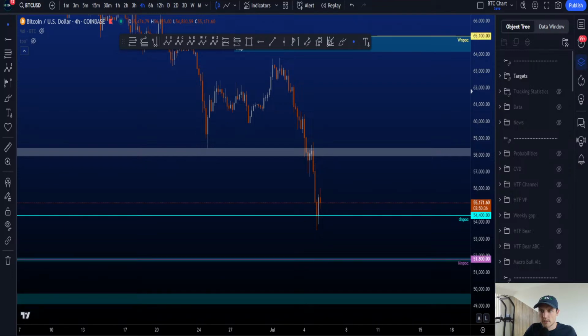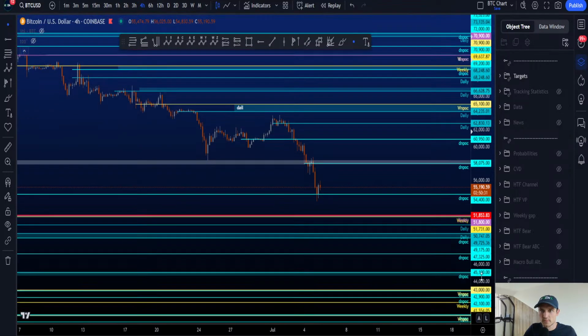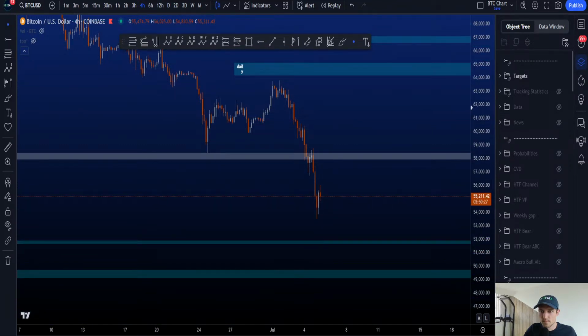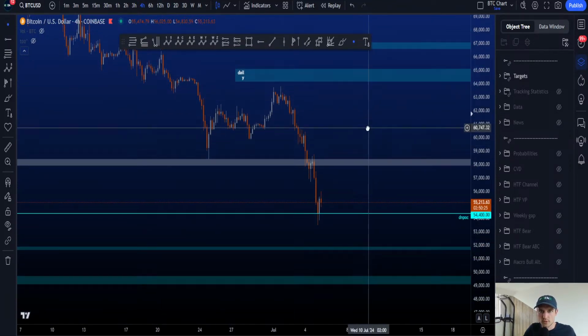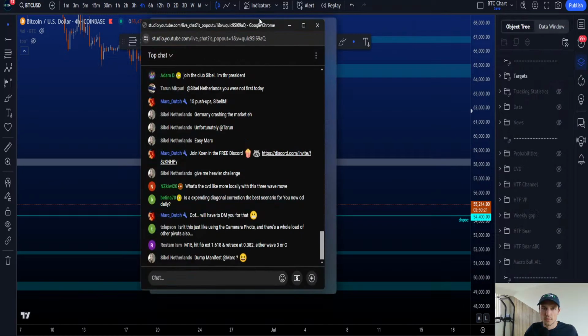So all the levels around price at the moment, FYI. There you go. You can stop the stream and then check the levels if you wish to. Okay.